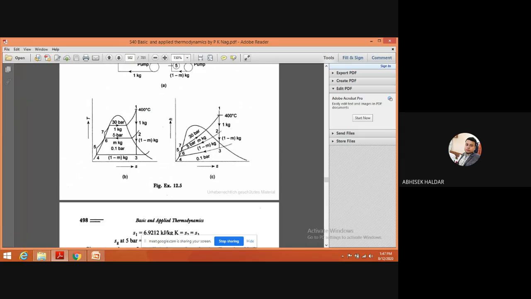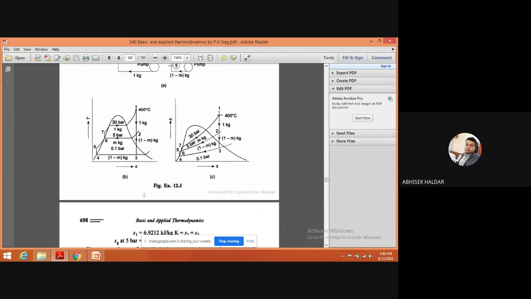You know everything conceptually, but you get stuck when you solve the problem, because you have to know how to get all these values. For that you have to be familiar with two things: the steam table and the Mollier diagram. So two problems I have discussed.